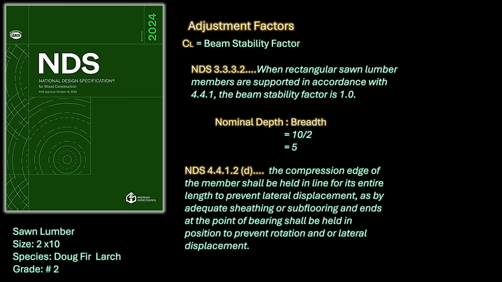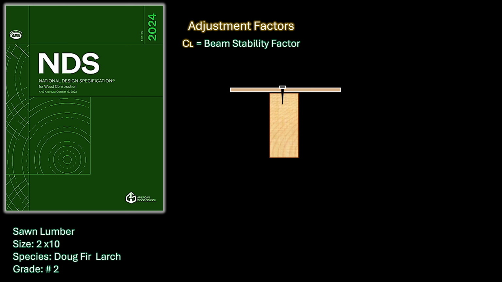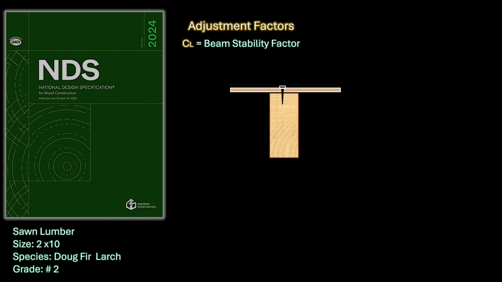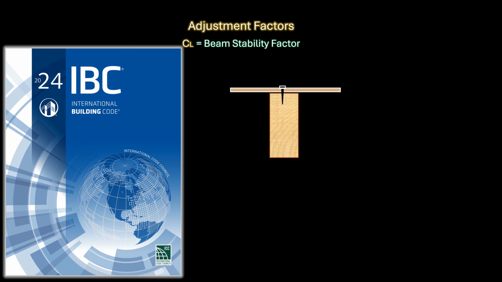For this example, 1/2 inch plywood sheathing will be applied above the floor joists and nailed to the floor joists. Additionally, the floor joists will be nailed to the rim joist to prevent lateral displacement or rotation at the supports as required by the IBC in Item 28 of the fastening schedule, which is Table 2304.10.2. Therefore, since our design has met the requirements provided in the NDS, we will use a beam stability factor of 1.0.